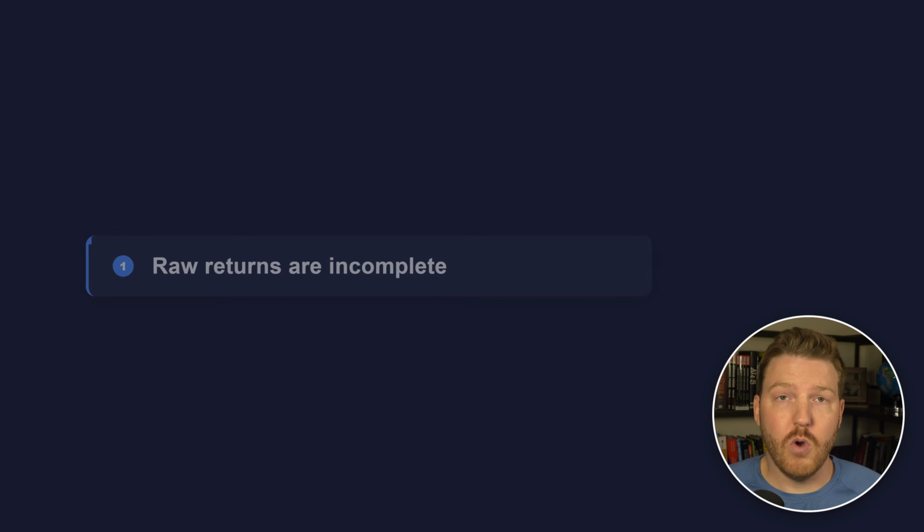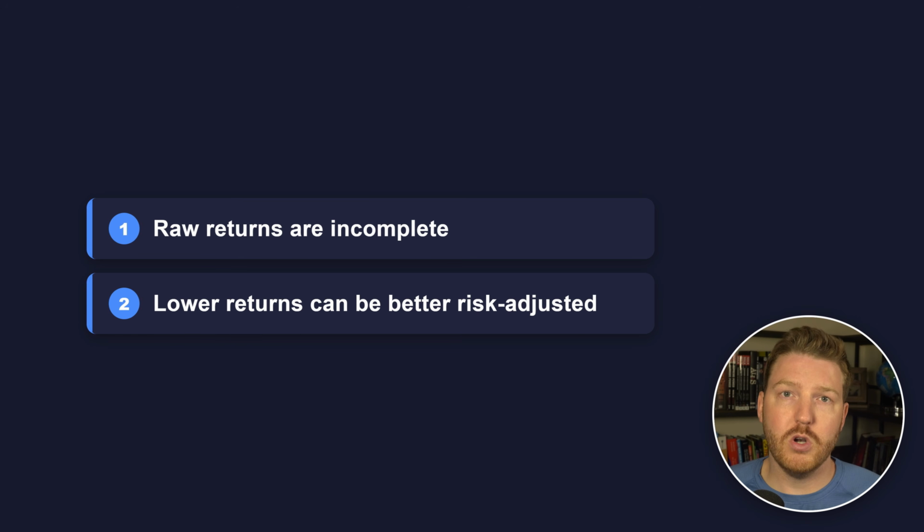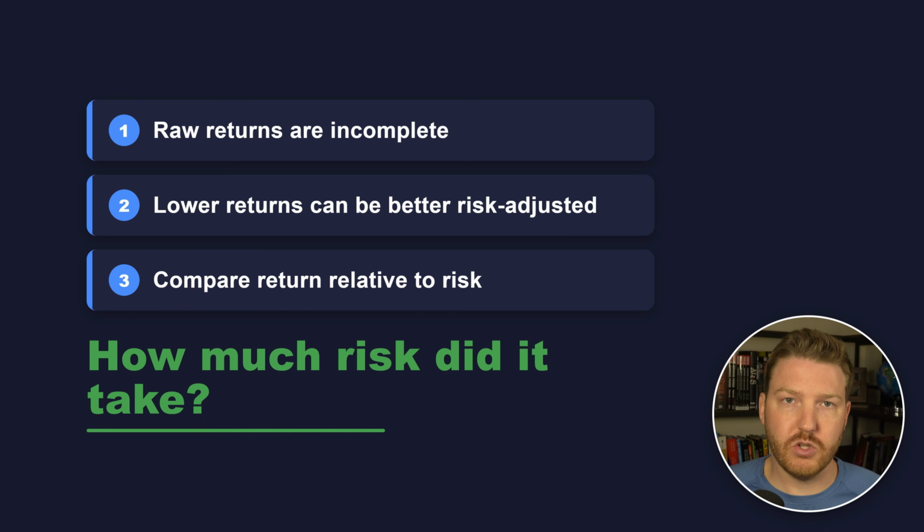Here's the takeaway. Raw returns can be incomplete. A fund with lower returns might be more attractive if it took far less risk to get there. The Sharpe ratio gives you a way to compare investments on a more level playing field. Don't just chase the highest return. Ask how much risk it took to get there.